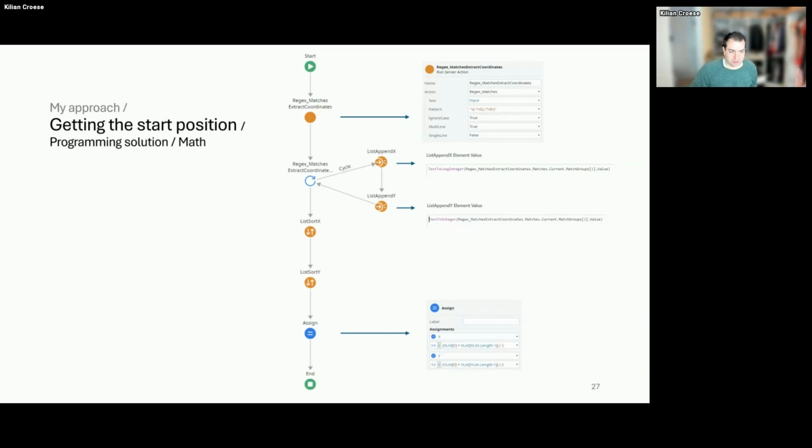Then the next step, if we can move there, come on. I think it's time for a new laptop. It's freezing. Okay, yeah.